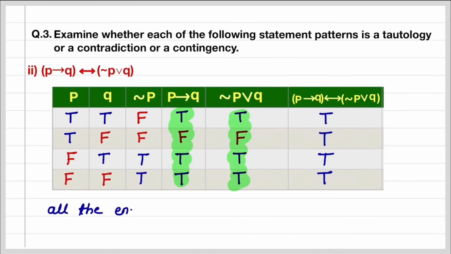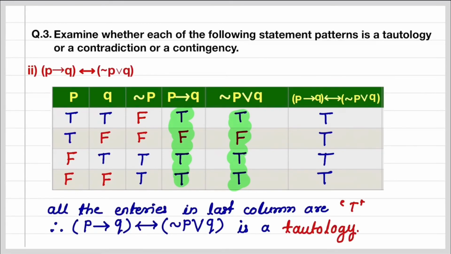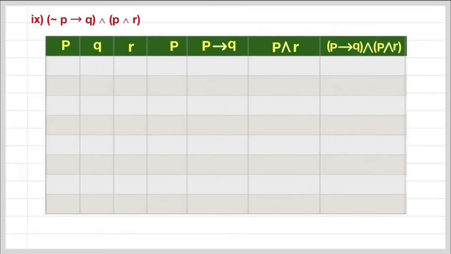Now observe the last column. All the entries in this last column are T. Therefore, the given statement pattern, that is P implies Q double implies negation of P or Q, is a tautology. When the statement is always true, it is known as a tautology. Next example.